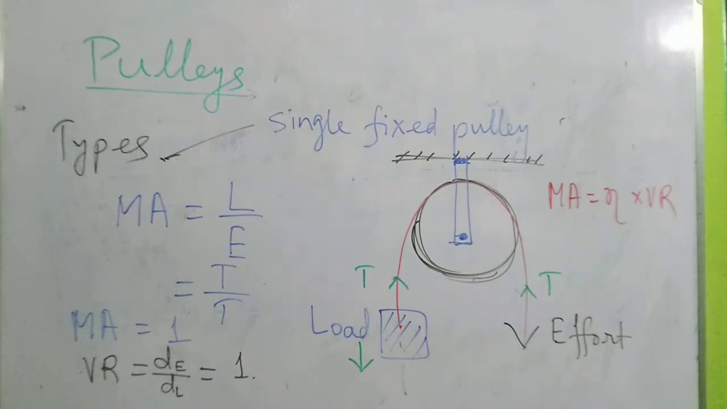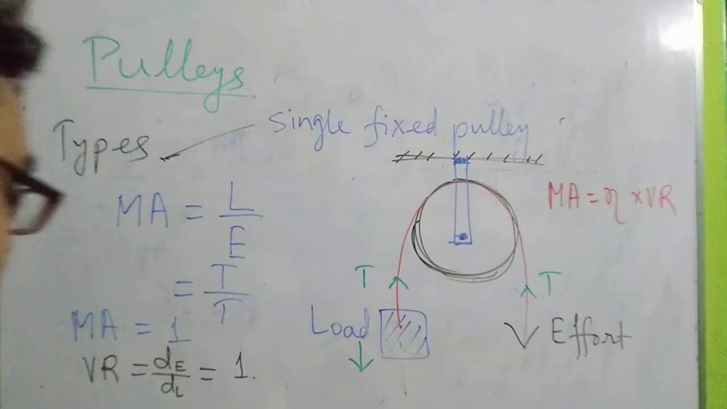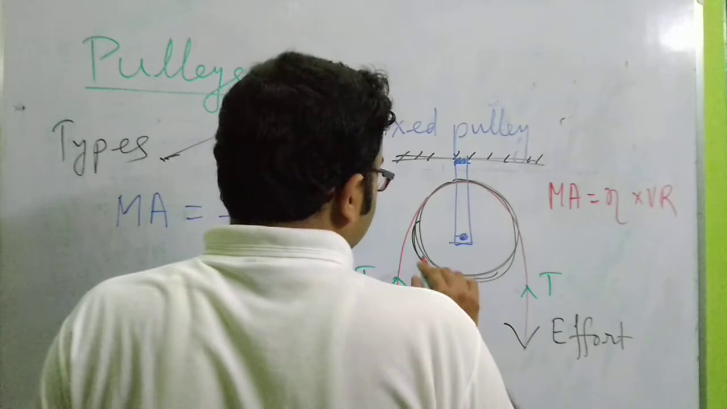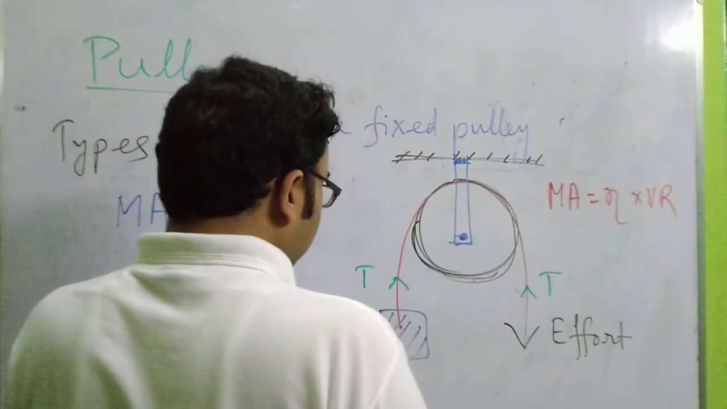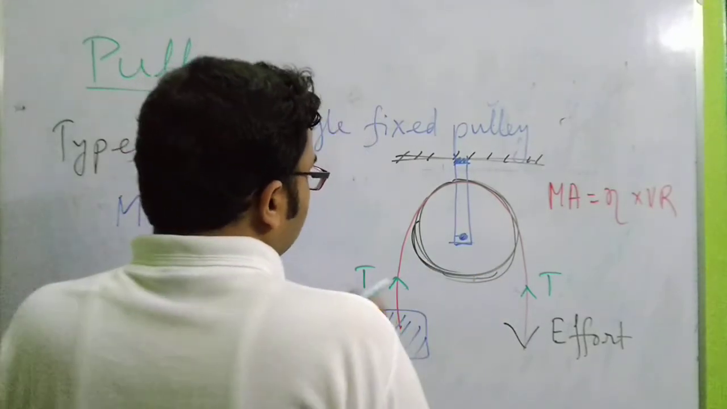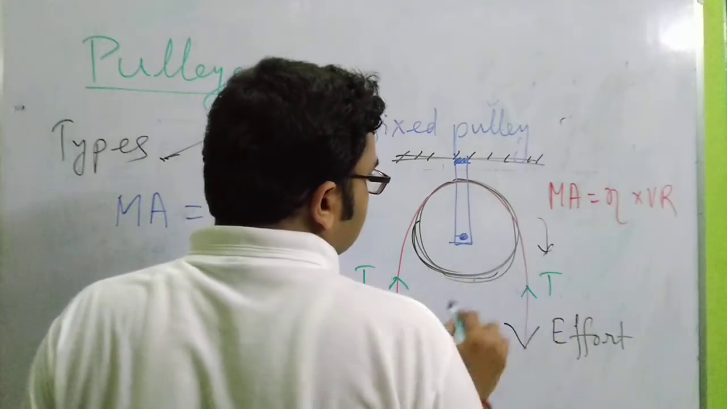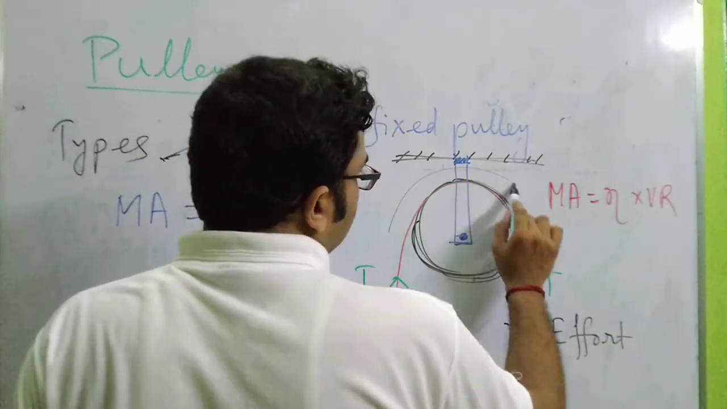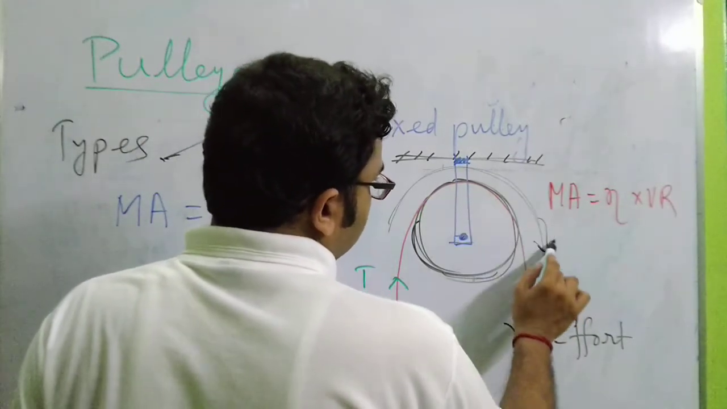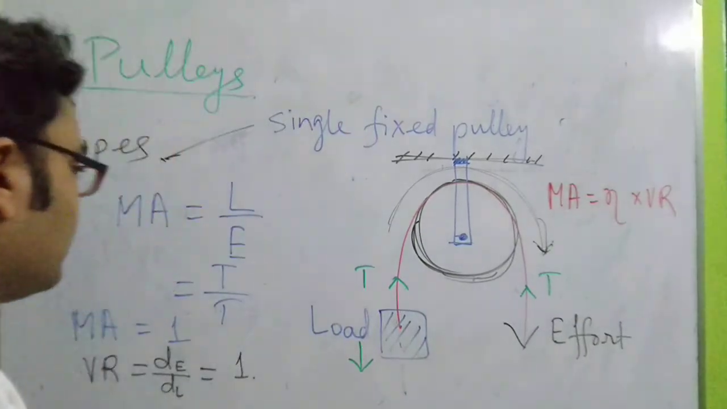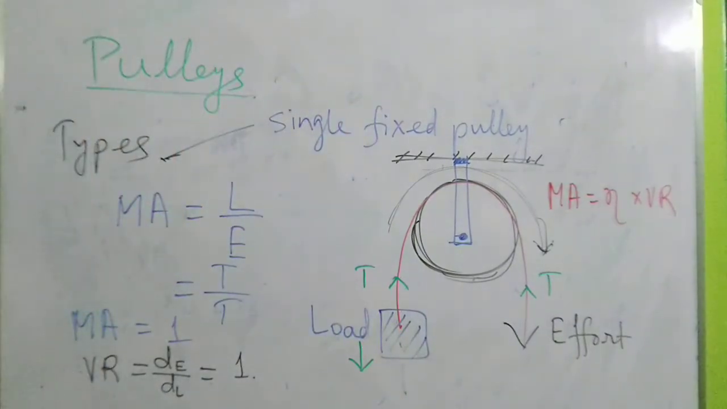So we definitely do not enjoy applying the effort in the upward direction. So we use pulleys so that they can change the direction. See, the direction of the effort has been changed from the upward direction to the downward direction, using this pulley. So this is the main function of a pulley: it is a machine which helps to apply the effort in a more convenient direction. So this is the single fixed pulley.